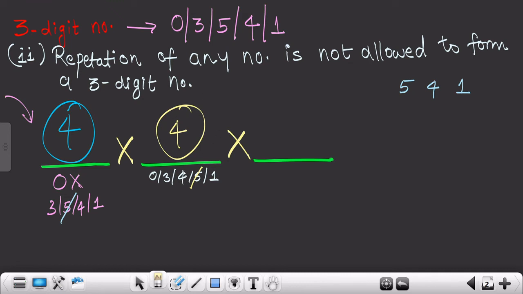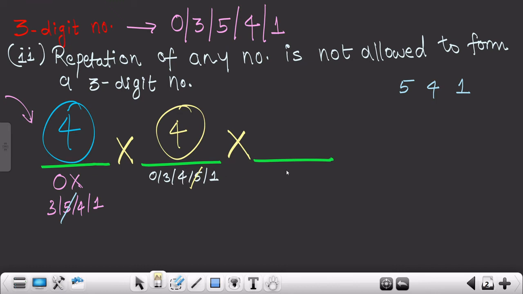I hope you are getting my point. Let's suppose that number is 541, and as of now we don't know what that number may be. We can keep 0, we can also put 3, we can also put 4, we can also put 1, but we cannot put 5 because 5 is already in the hundreds place, and since repetition is not allowed, we neglect 5 in the tens place.